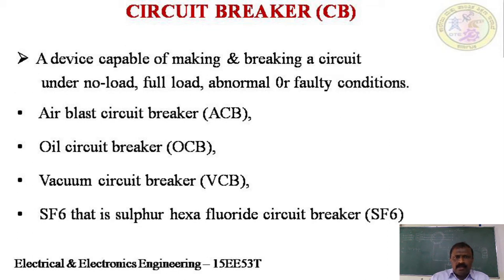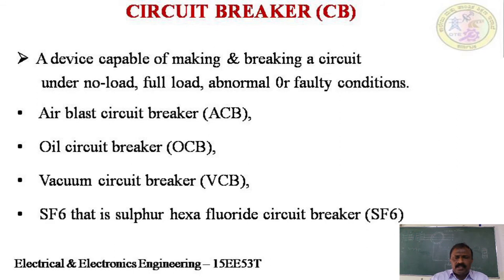No load is one where the load current is zero, or I equals 0. Full load is one where the current is equal to the rated value. Abnormal or fault condition is one where the fault current is about 5 times the rated value.